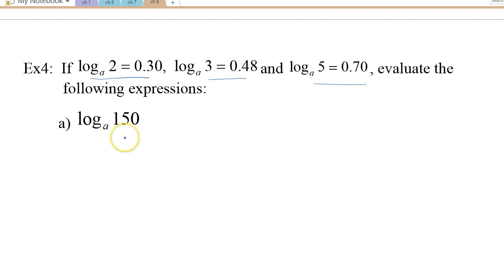Log base a of 150. So what I want to do is use my laws of logs to turn this into some form of these ones that I know already. So really I'm thinking, okay, 150. How can I multiply together some number of 2s, 3s, and 5s to make 150? Well, let's break down 2, 3, and 5, and these all happen to be prime numbers, right?